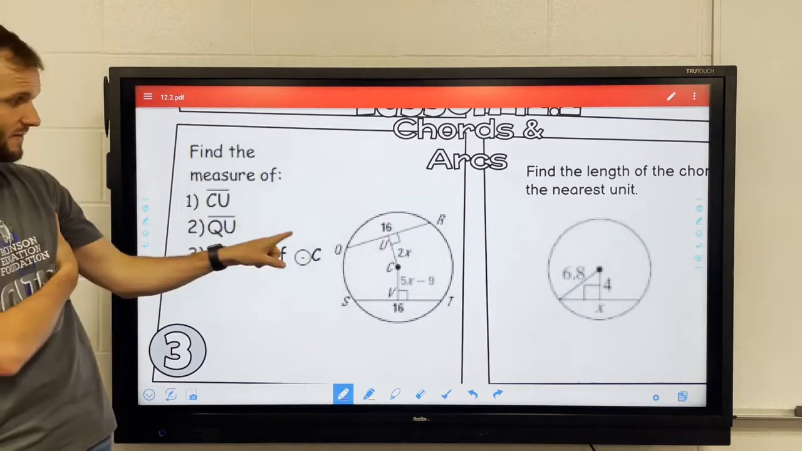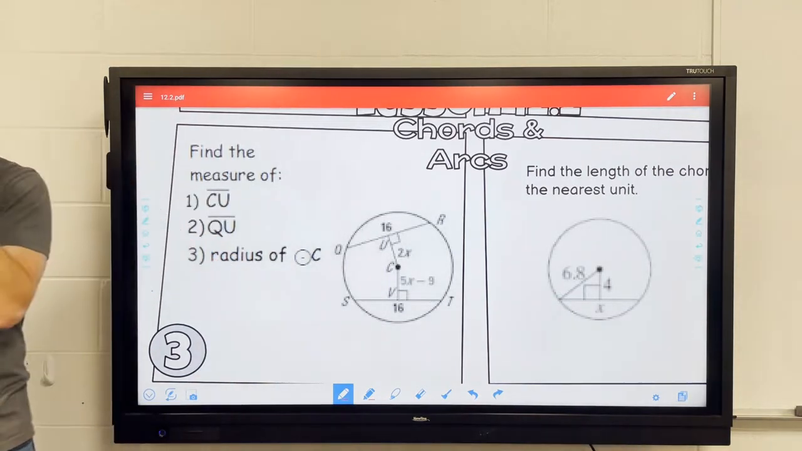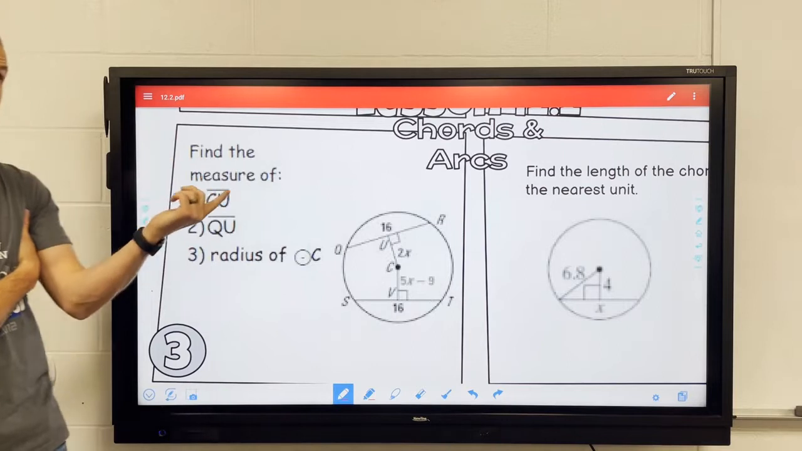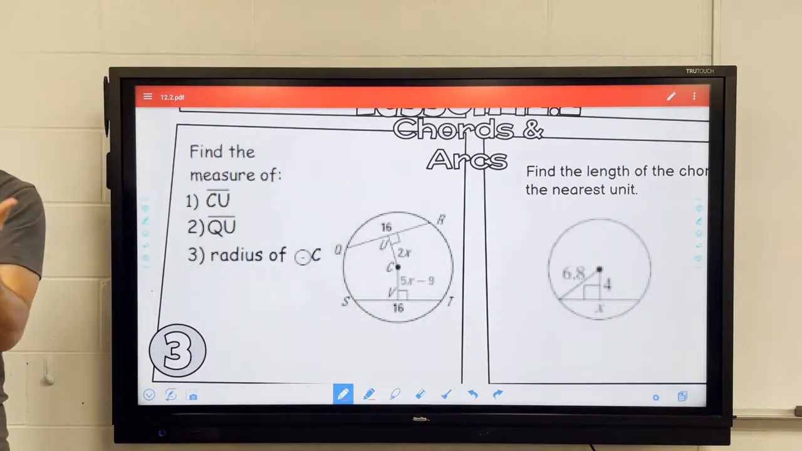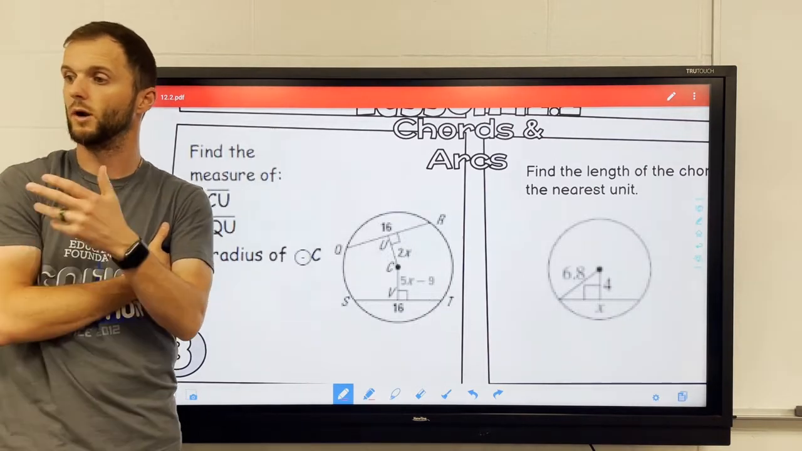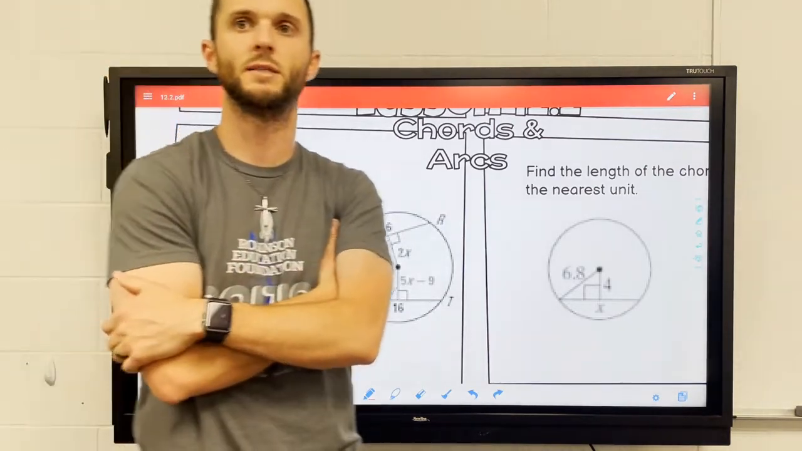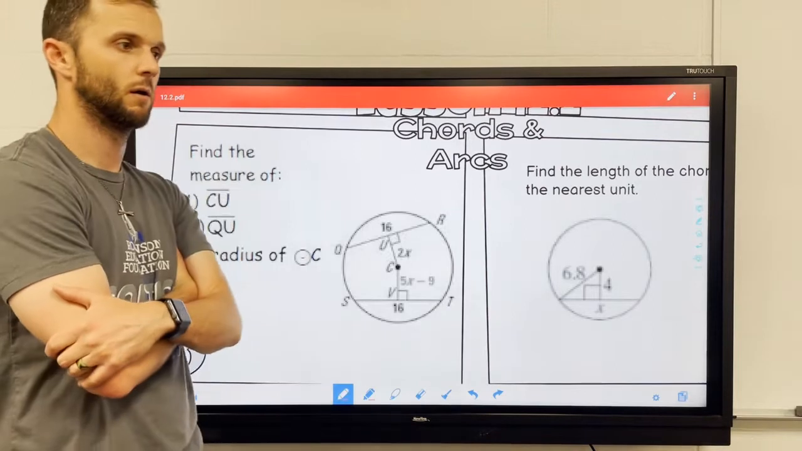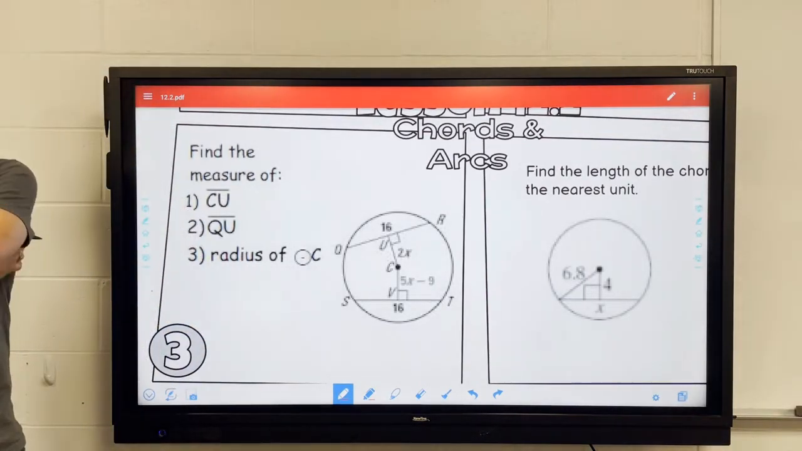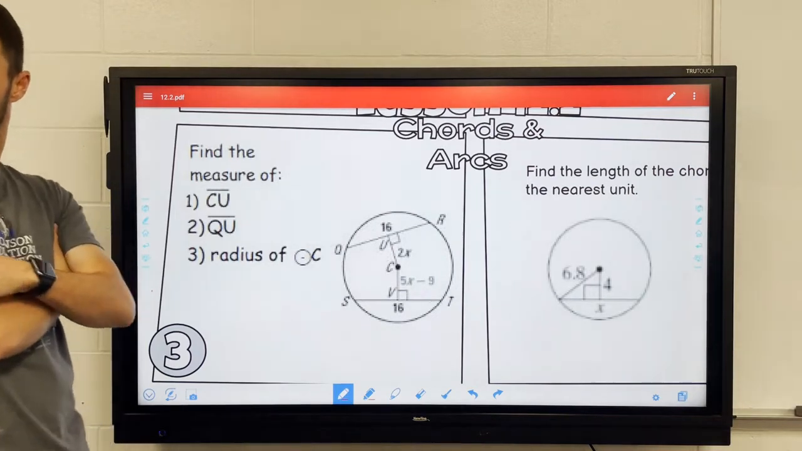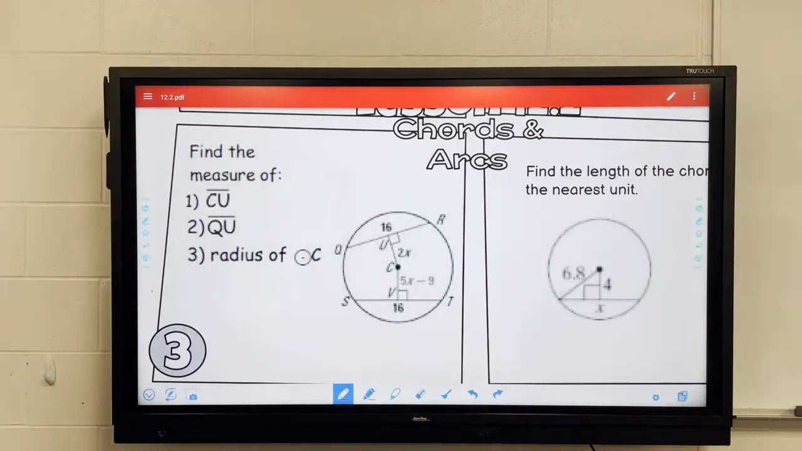What do y'all notice about the two chords? They have the same thing. But what do you notice? 16 and 16, okay? So if you look back at your rules, what do y'all notice about the third rule? What does it say? In the same circle or congruent circles, the two chords are congruent. They are equal. Okay, so if y'all look right now, my two chords are congruent.